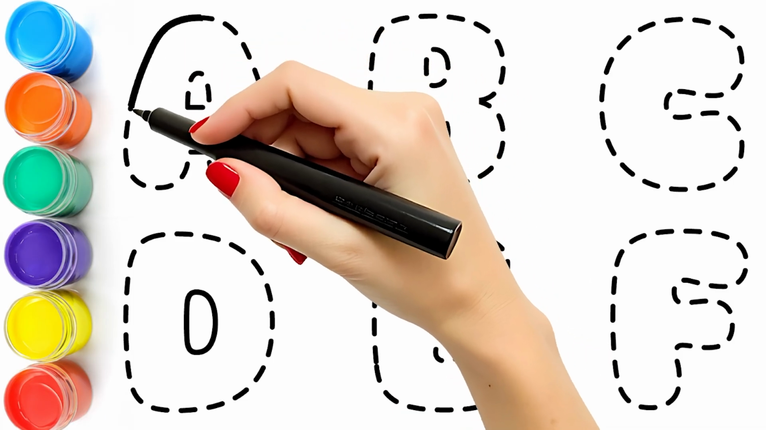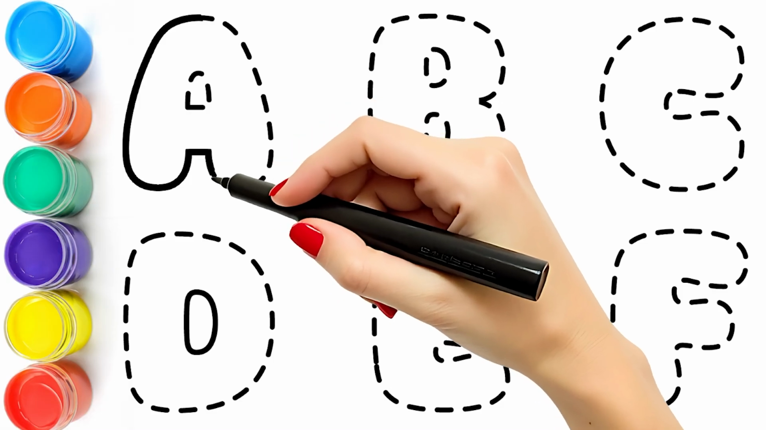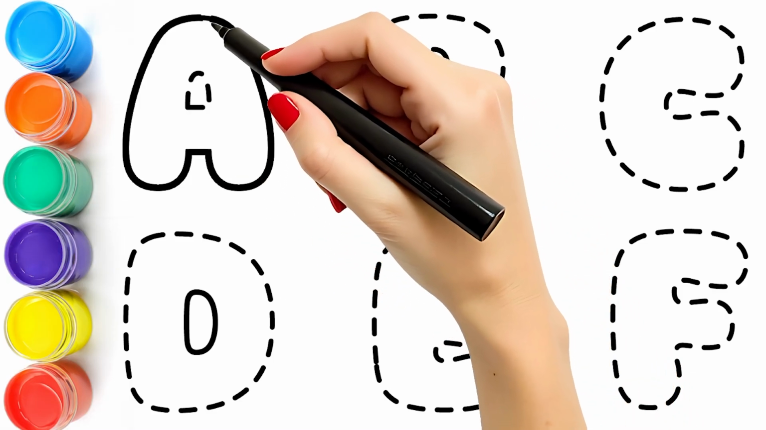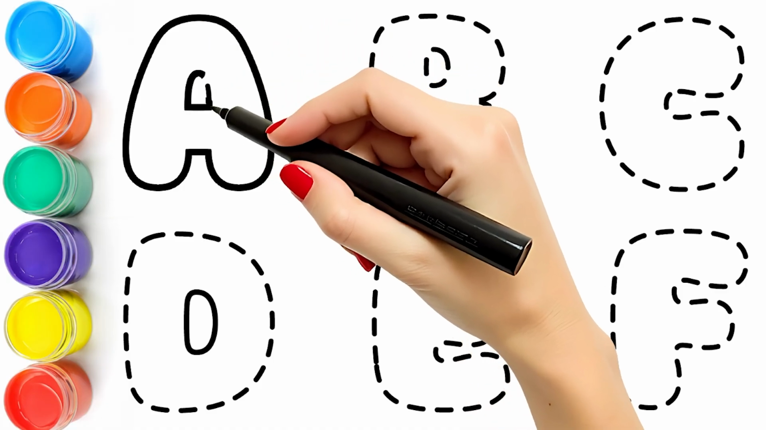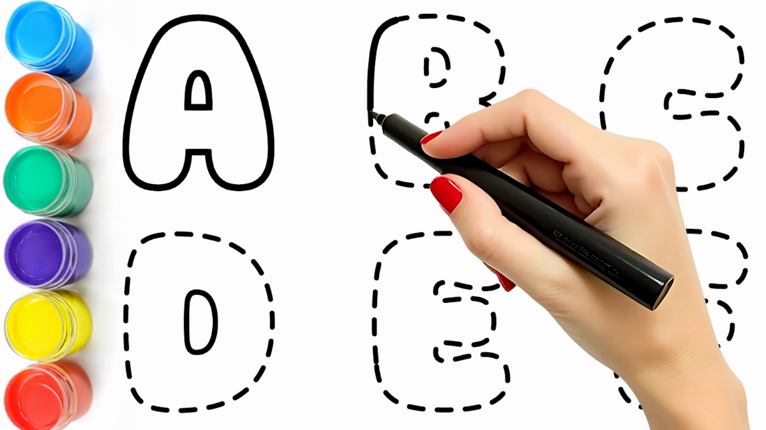Let's border the alphabet A. Now we will border the letter B.